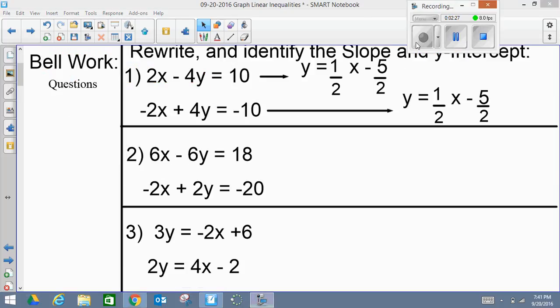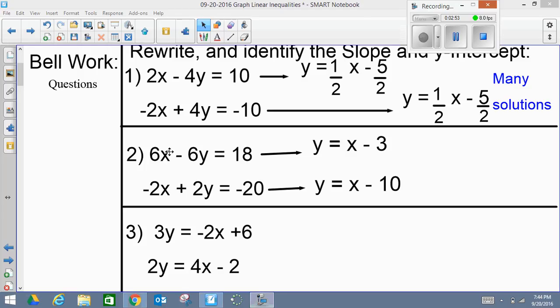I just solved for y in the first problem, and if you notice, I have y equals 1/2 x minus 5/2. And the second equation, I got y equals 1/2 x minus 5/2, which is the same equation. Because the equations are the same, when I graph them, it's going to be one on top of the other one. Therefore, this is a system with infinitely many solutions.